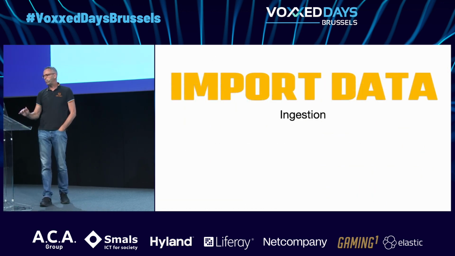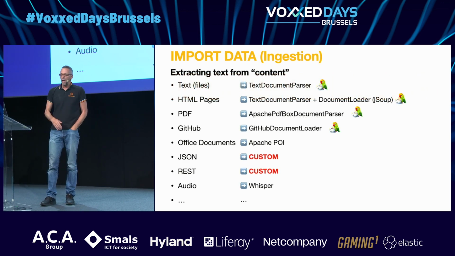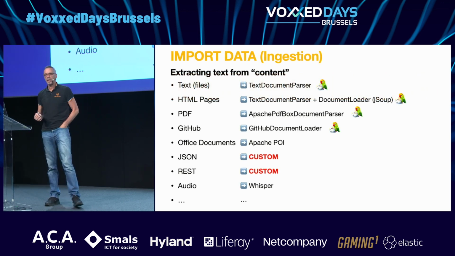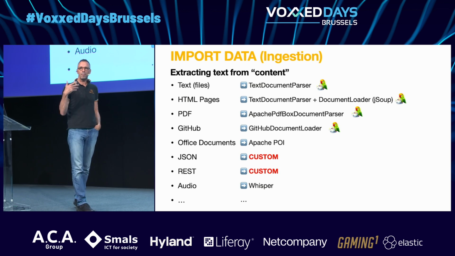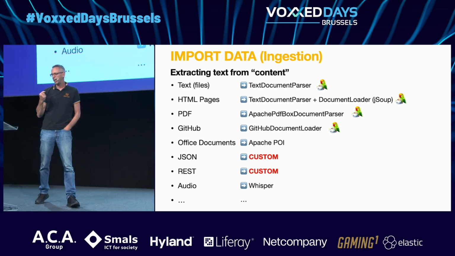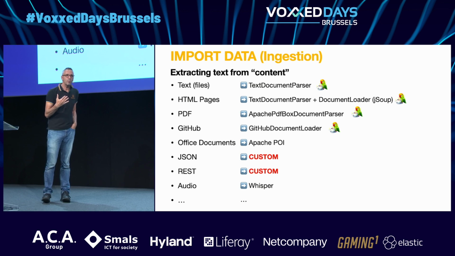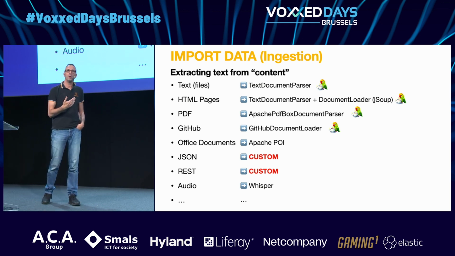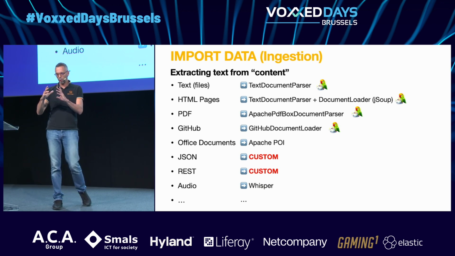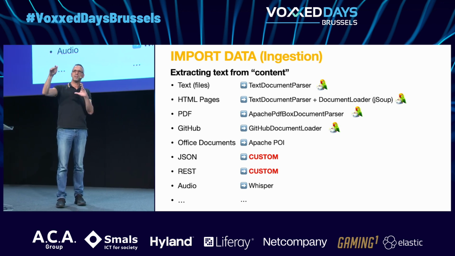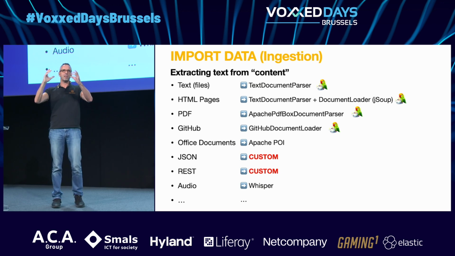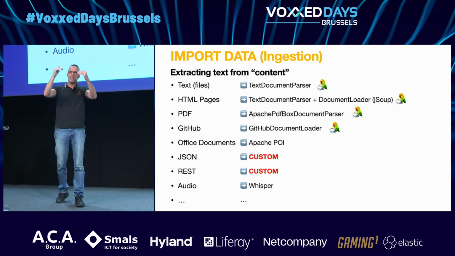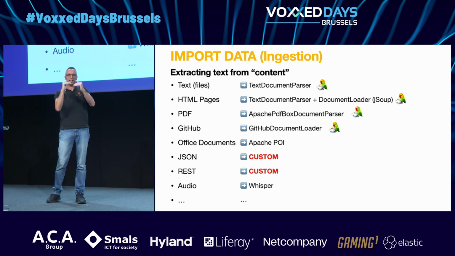So the first one is importing the data, the ingestion. As Liz already mentioned, there are quite a few existing classes from LangChain which allow you to ingest data. But ones that aren't supported are, for example, JSON and REST. So I implemented my own. I built a small wizard which does a Swagger introspection. Swagger is the documentation of your REST endpoint. It will list all the different methods which are available, and then it will return the JSON, and you can select the fields that you want to include.